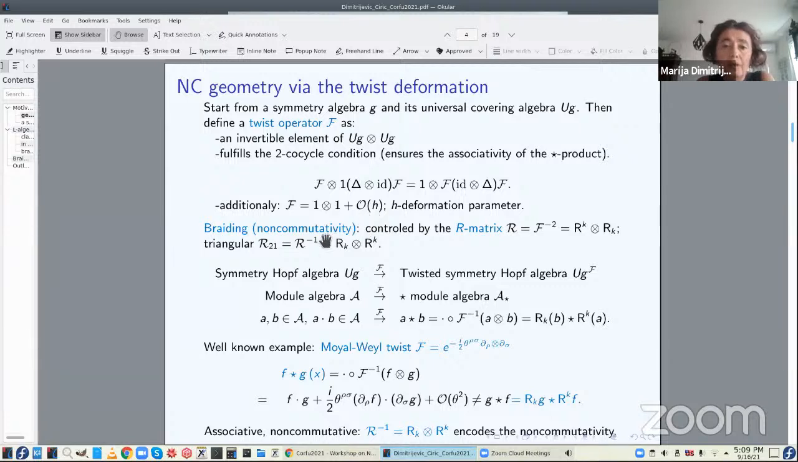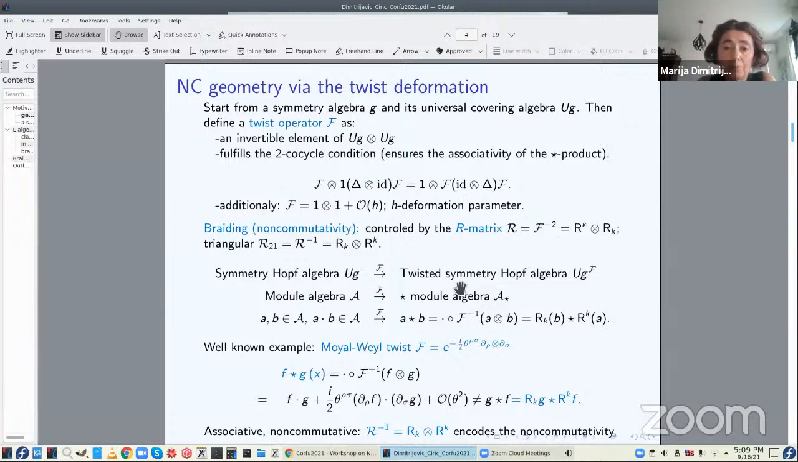Then this twist defines the R matrix, and we will always work with twists that define triangular R matrices, meaning fulfilling this. And just for the notation, the inverse of the R matrix we label like this. It also lives in the double copy of the universal enveloping algebra. And the R matrix itself is something like this.